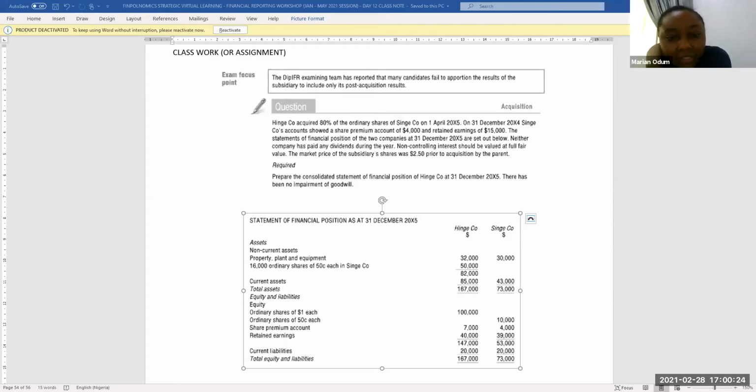Equity and liabilities. Equity, ordinary shares of $1 each, 100,000 for Int'l. Ordinary shares of 50 cents each, 10,000 for Int'l. Share premium account, 40,000 and 39,000. Retained earnings is 40,000 and 39,000. Current liabilities, 20,000 for each of them, and total equity and liabilities 167,000 for Int'l and 73,000 for Int'l.